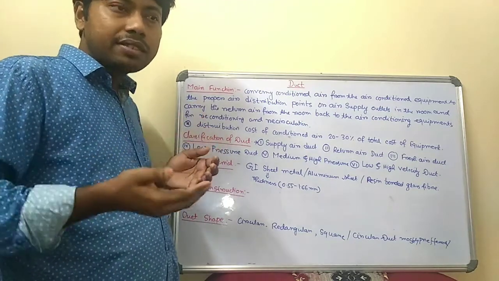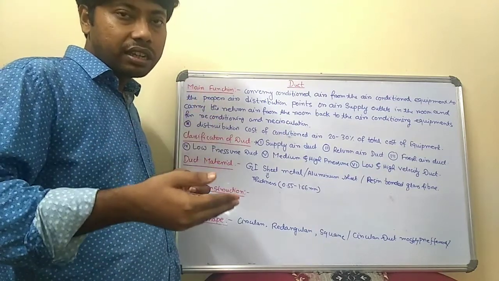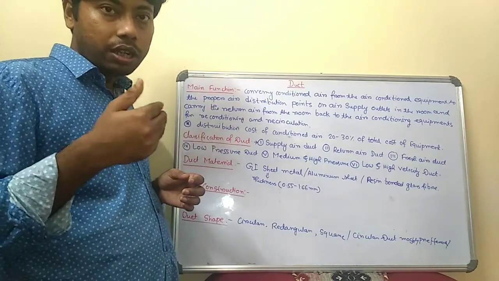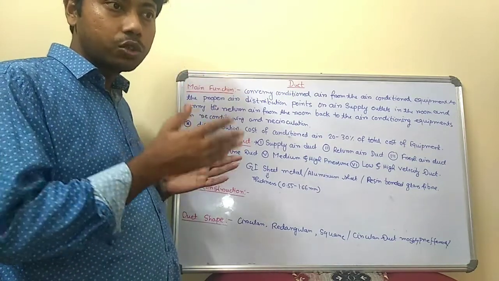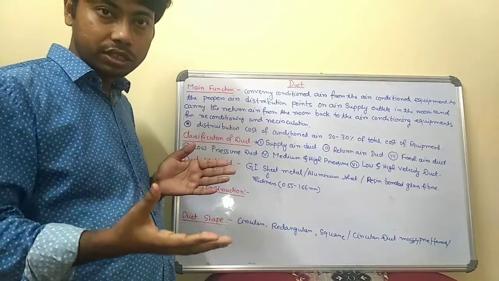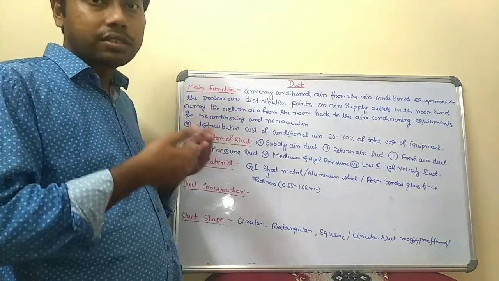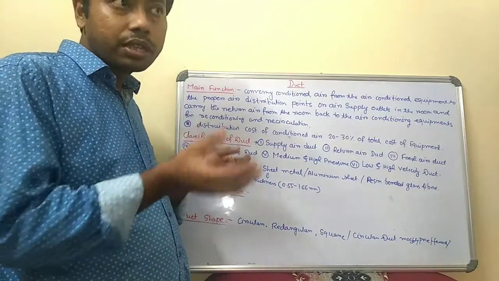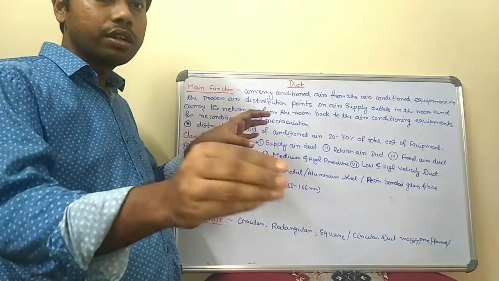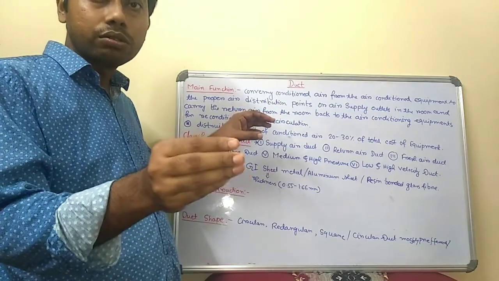In various cases, where the conditioned air is to be distributed directly from the air conditioning unit to the room or spaces to be air conditioned, under that condition the duct is installed. So that is where the ducts are placed, because some air conditioning units are located away from the space you are required to condition.